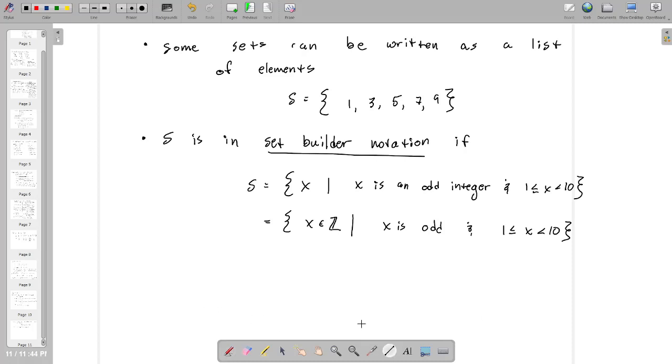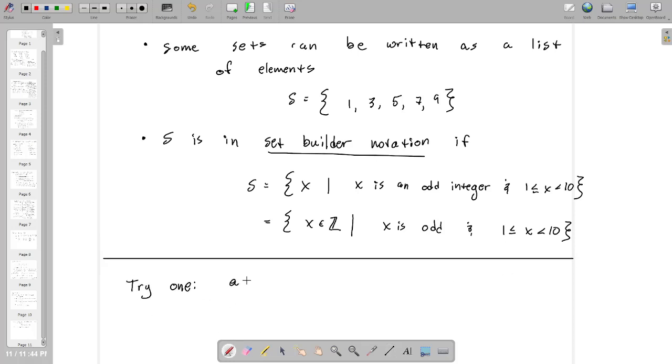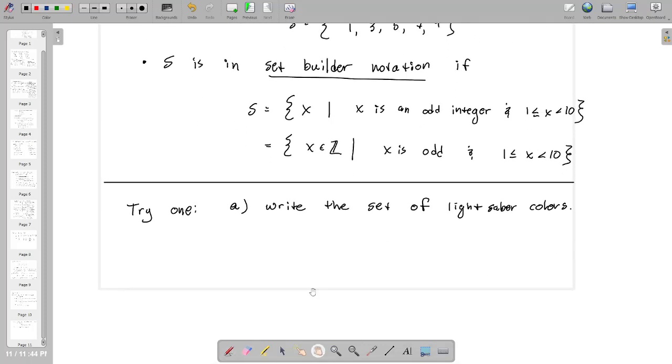So I want you to try one now. Write the set of all lightsaber colors. This one can be done as a list. If you don't know the lightsaber colors, it's okay. Just write the 3 primary colors of light, and you're totally fine.